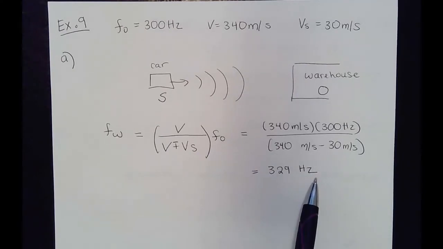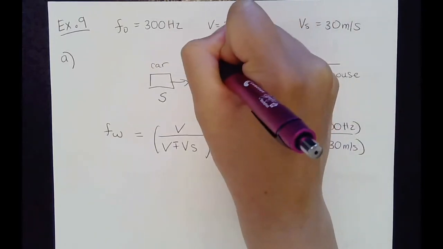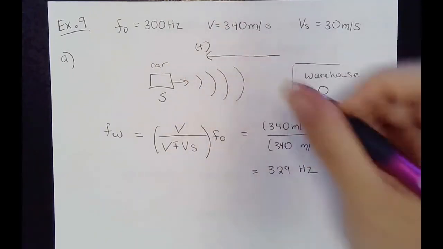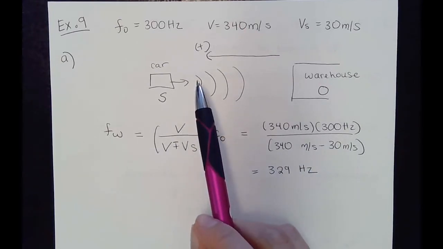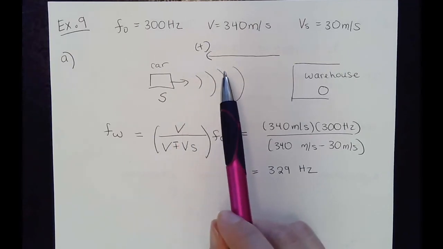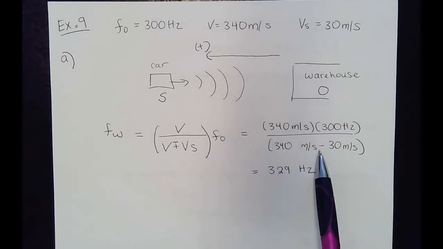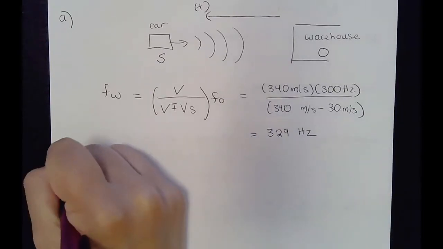Now the other way to think about this is to use a sign convention where we draw a line from O to S. So that would go this way, and that's our positive direction. And then we choose the sign for the speed based on whether it's in that positive direction or not. And in this case, it's opposite to the positive direction, so we get negative. So that's kind of systematic, and maybe if you prefer that method, you can use that. All right, so now we have the frequency that's reflecting off the warehouse.